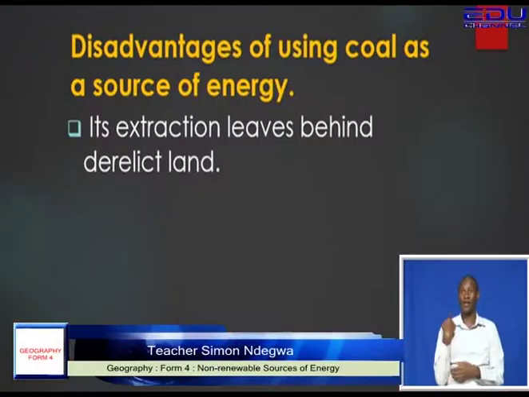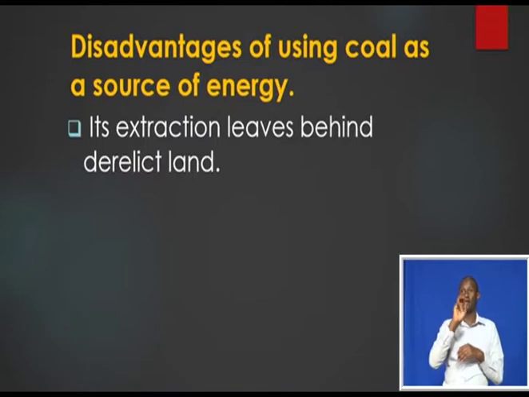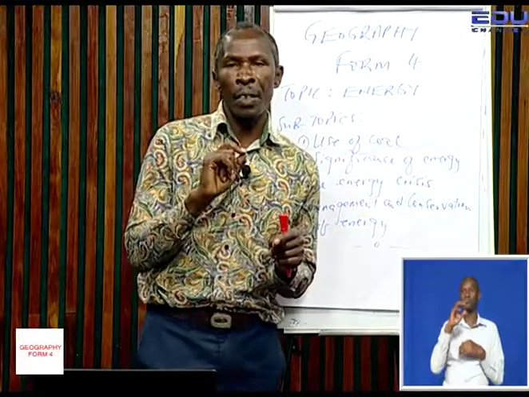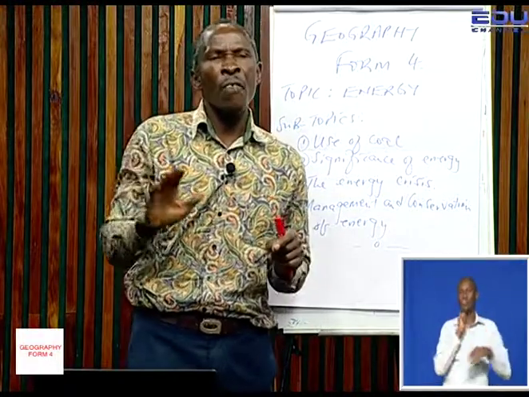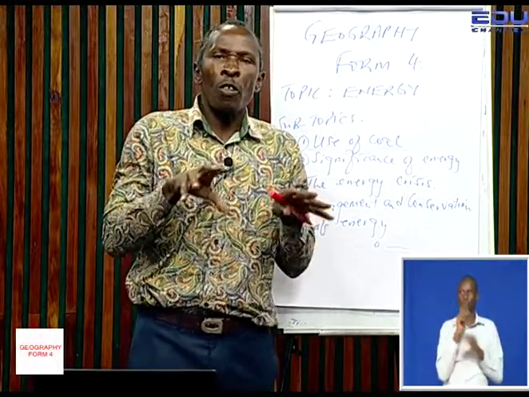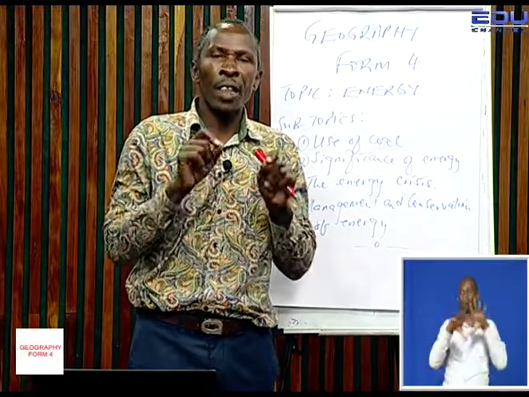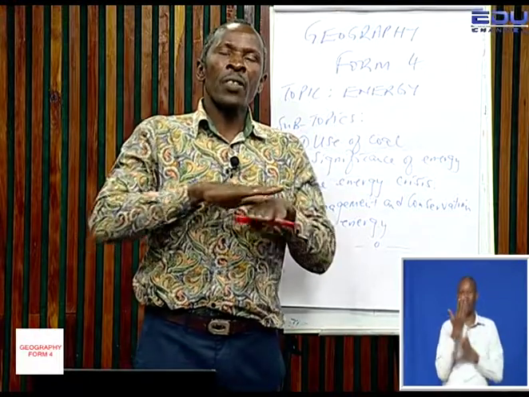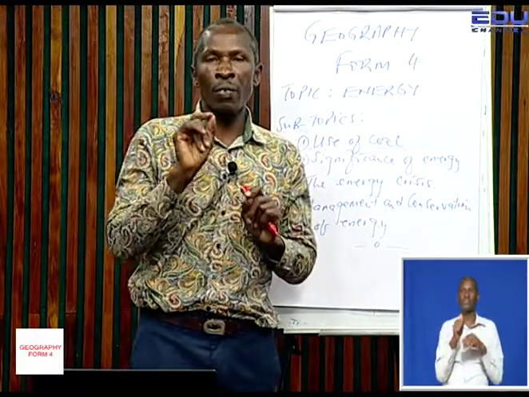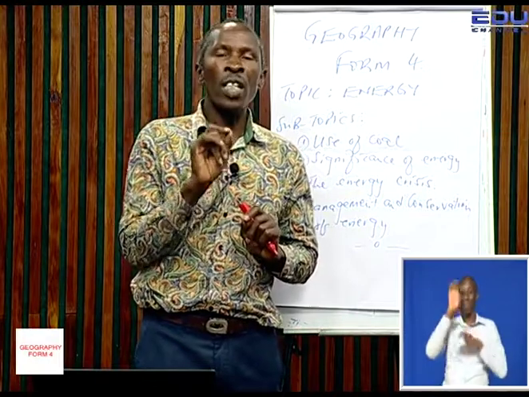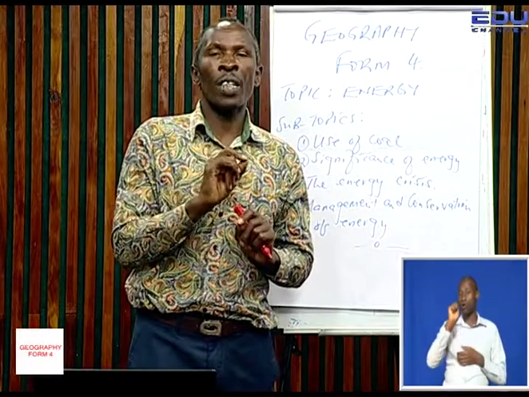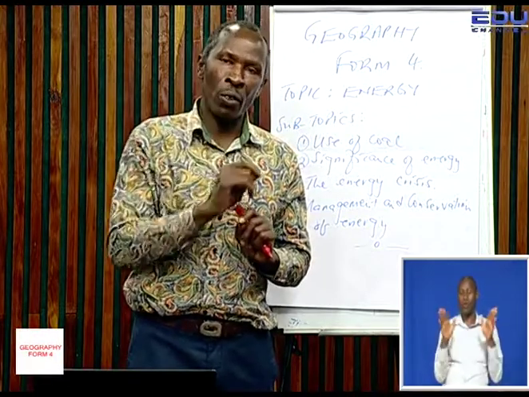Now, learner, what are the disadvantages of using coal as a source of energy? Number 1, the extraction of coal will leave behind derelict land. When we talk about derelict land, we are talking about land that is left behind, quite unsightly, very, very dirty, with heaps of materials left everywhere after the coal has been extracted. So this land that is no longer productive, it is no longer scenic, very ugly, is what we refer to as derelict land. It is found in areas, and especially where coal is mined using what we refer to as the open cast method of mining.